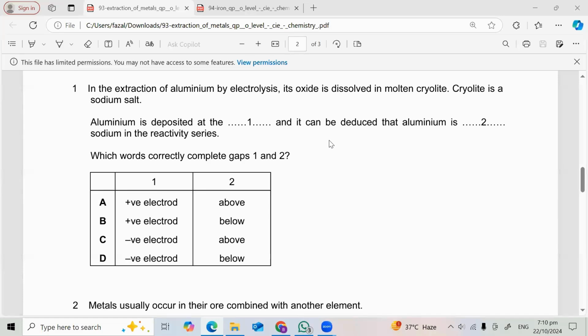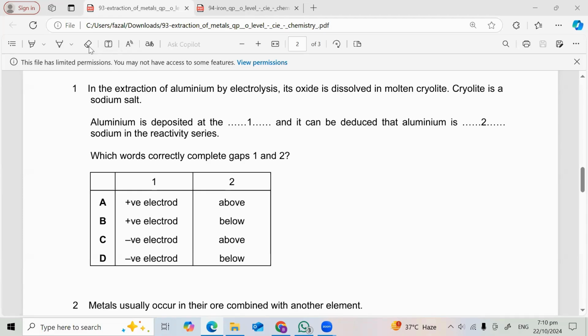Assalamu alaikum guys. So in today's lecture we are going to do past papers of metals. But today we are going to specifically cover the past papers of extraction of metals, okay, and iron. Okay. Now let's start the first question.